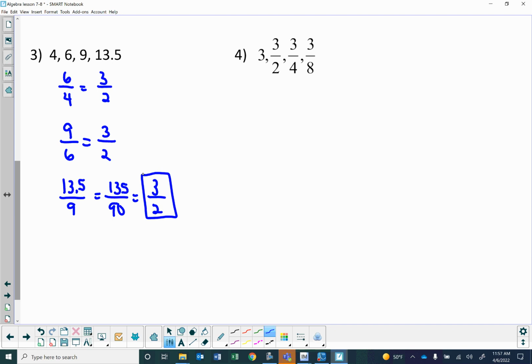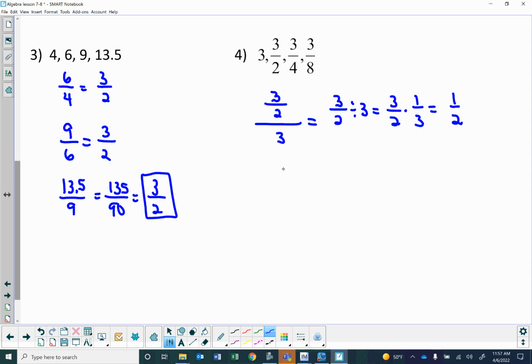When you get fractions, they get a little bit more difficult. Many times students have a really hard time looking at problem number 4 here and saying, I don't have the slightest idea what the common ratio is. So you're going to do 3 halves divided by 3. Well, remember, dividing by a whole number is the same as multiplying by its reciprocal. So that's 3 halves times 1/3, which is 1/2.